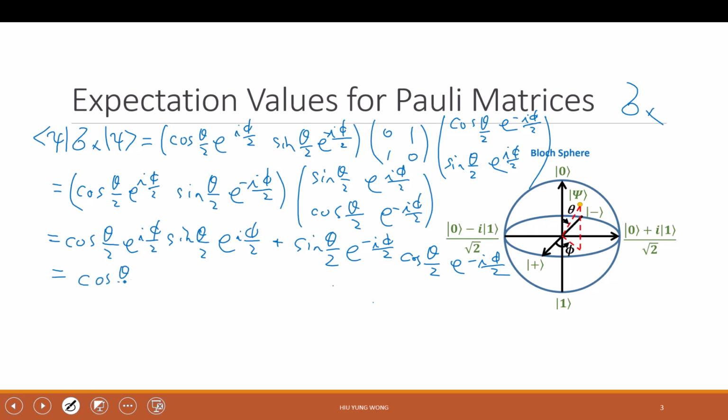cosine theta divided by 2 sine theta divided by 2. And inside, e to the power i phi divided by 2 becomes e to the power i phi, and then e to the power negative i phi divided by 2 becomes e to the power negative i phi, right? Because I have two of them, multiply, then you add the indices together.